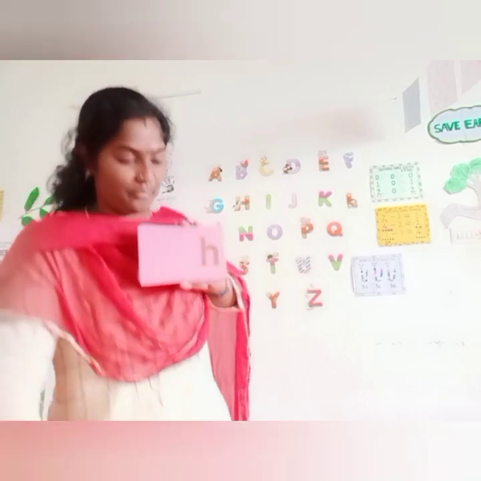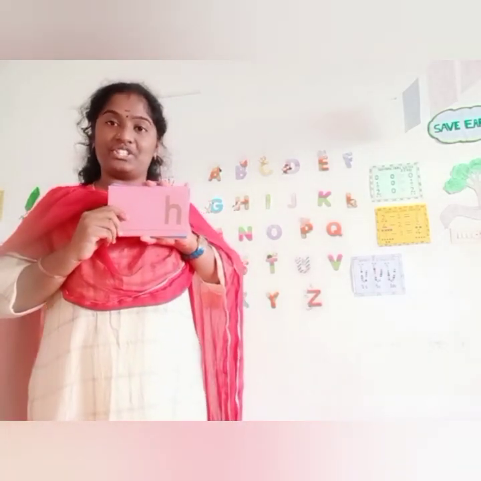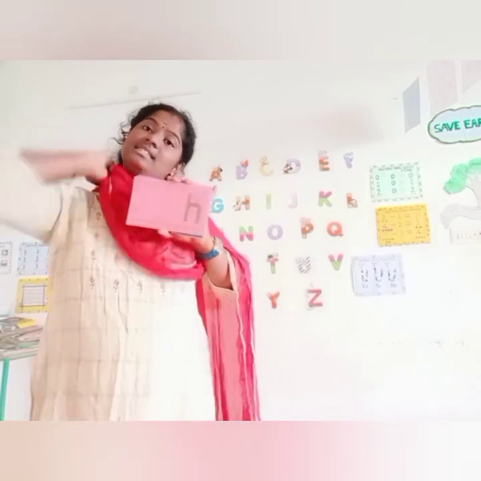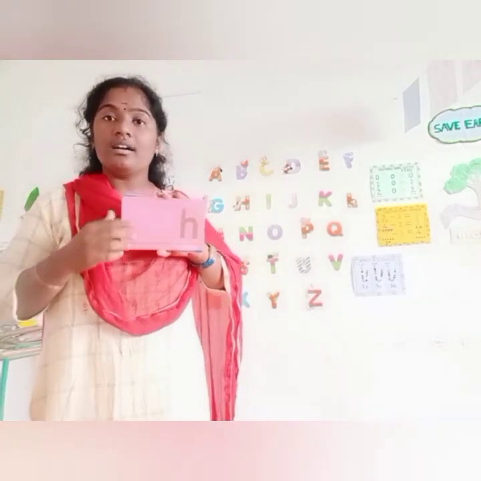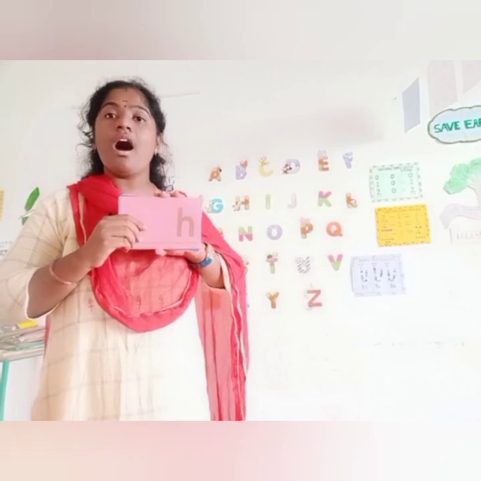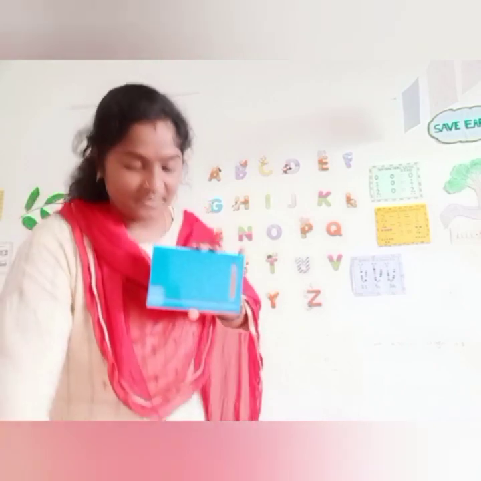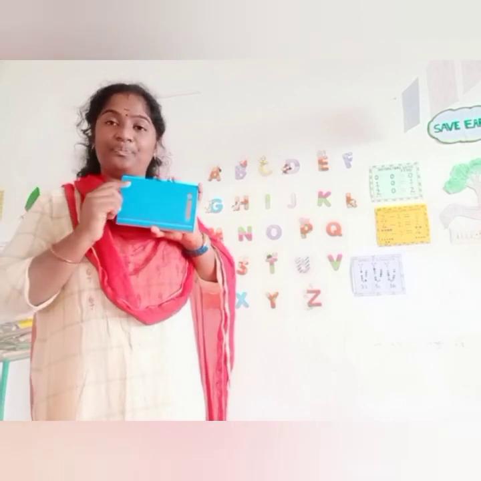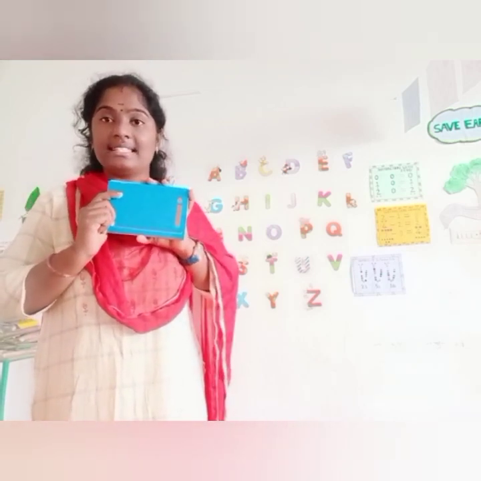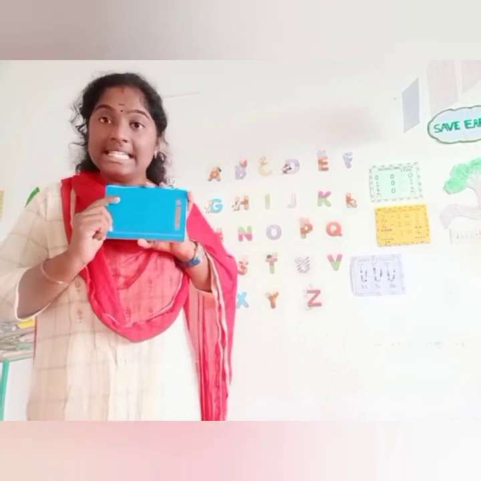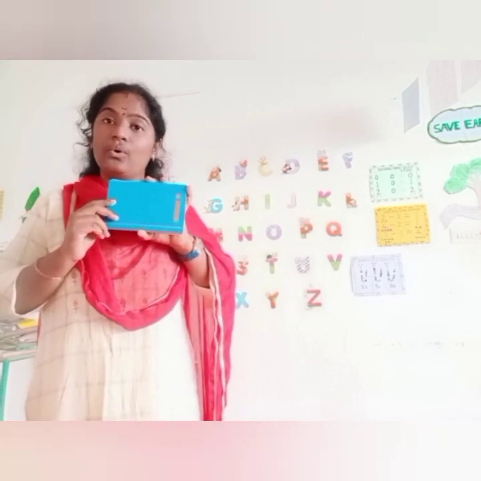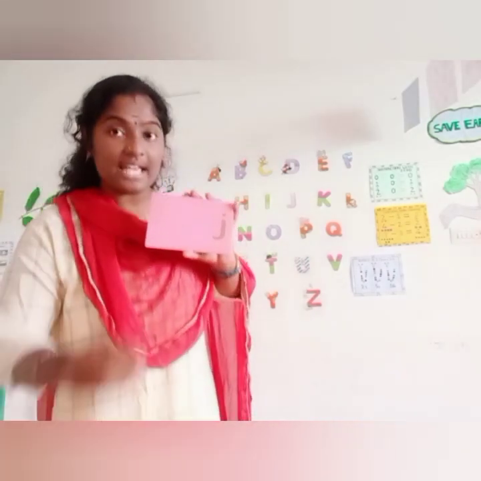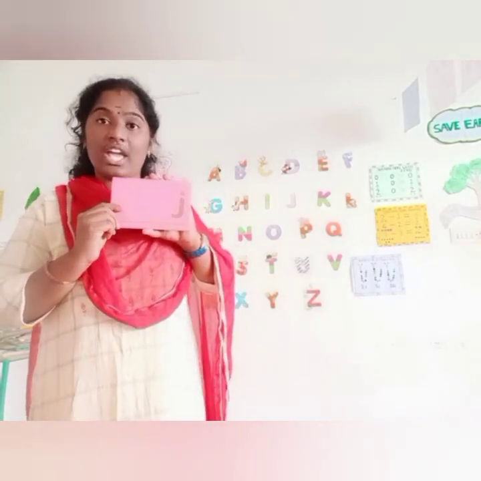Next letter is H. This is letter H. H says h. H house, h horse. Next letter is I. I says i. I igloo, i ink pot. Okay? The next letter is J.